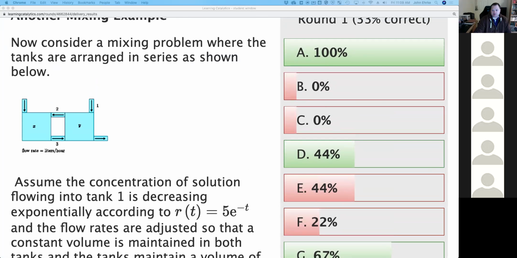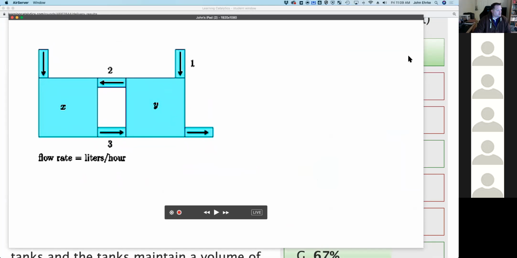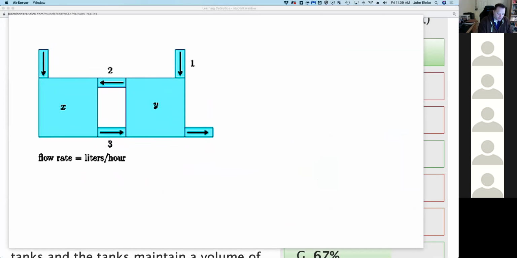I'm going to actually come up with the system with us here together. If you look at the configuration, we're told that the rate at which things enter, I'll call it R of t, is 5e to the negative t. That's what the concentration would be. So this is pounds per liter. So that's pounds per liter of salt that are coming in.